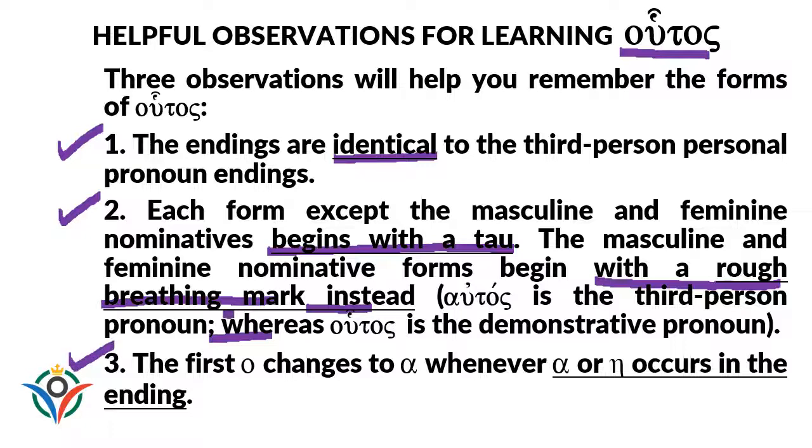And then the third helpful observation is the first omicron changes to an alpha whenever the alpha or eta occurs in the ending. All right, so keep these observations in mind as we learn the forms of houtos together.